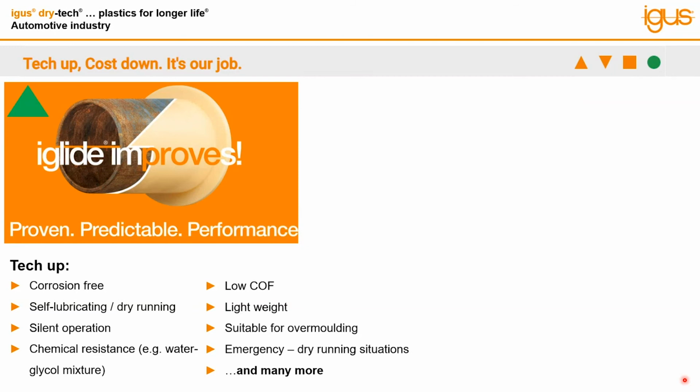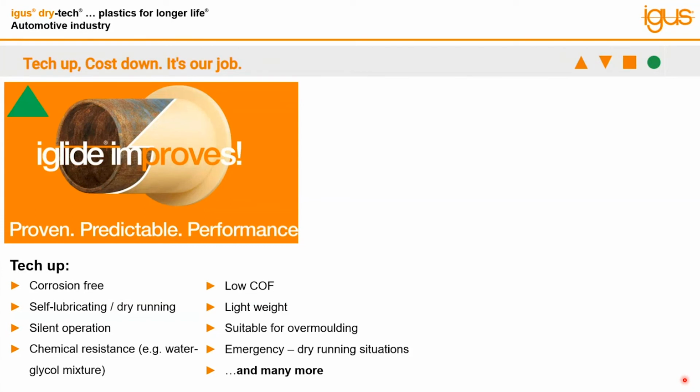So when we talk about tech up, we talk about all these different benefits, including corrosion-free and self-lubricating, so all of our bearings are dry running, which means that they're maintenance-free as well. There's no need for additional maintenance on the bearing. Quiet operation, both because of the reduction in wear between the two systems, but also because of the way the bearings are blended and because they're plastic, as well as chemical resistance.